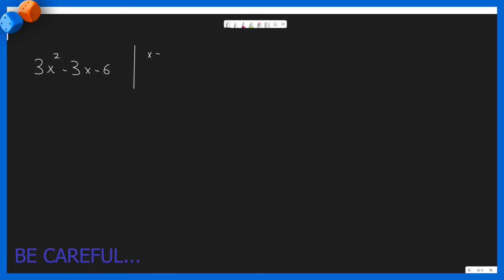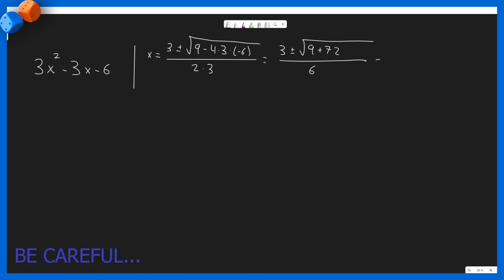So x would be equal to 3 plus minus the square root of minus 3 squared, which is equal to 9, minus 4 times a times c, divided all of it by 2 times 3, equal to 3 plus minus the square root of 9 plus 72 divided by 6, equal to 3 plus minus the square root of 81 divided by 6, equal to 3 plus minus 9 divided by 6. And this is equal to, using the plus sign, 12 divided by 6 equal to 2. And using the minus sign, minus 6 divided by 6 equal to minus 1.